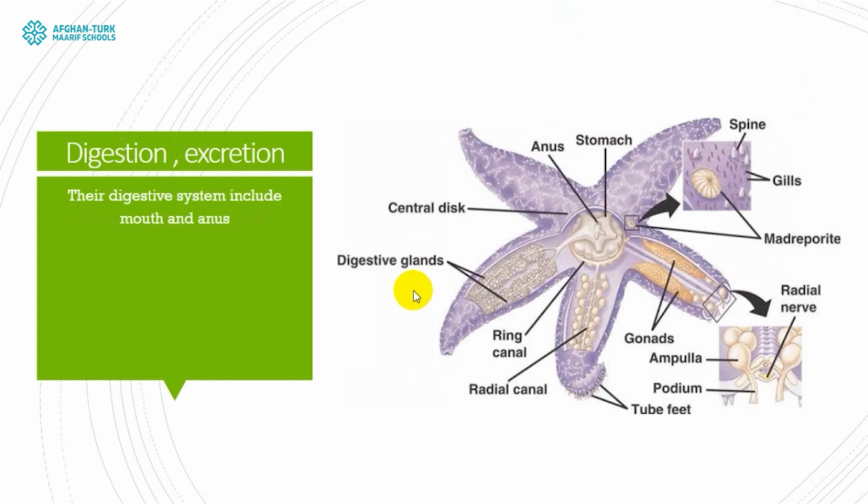About their digestion and excretion, we can say that their digestive system includes a mouth, stomach and anus. They are sending their stomach outside their body, and outside their body they are grabbing the prey inside their stomach, which is outside their body, and they are releasing some enzymatic or digestive juices on it, and after digestion they can excrete it with the anus that they got.